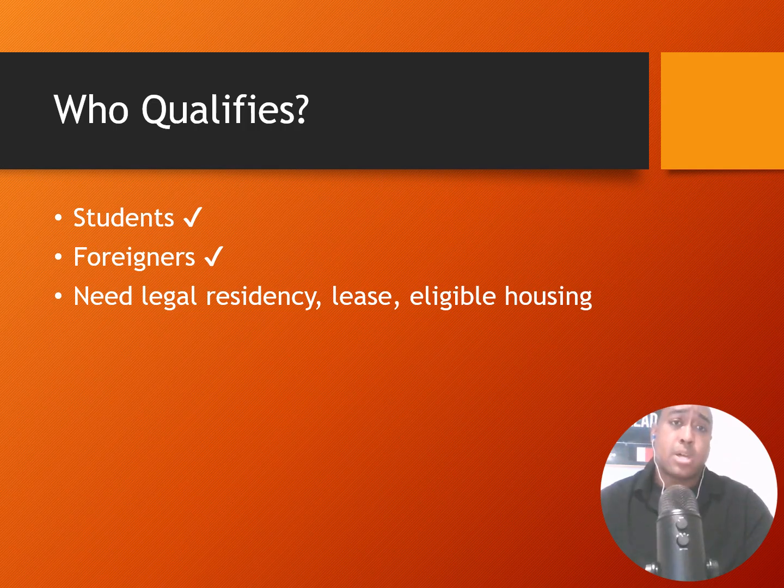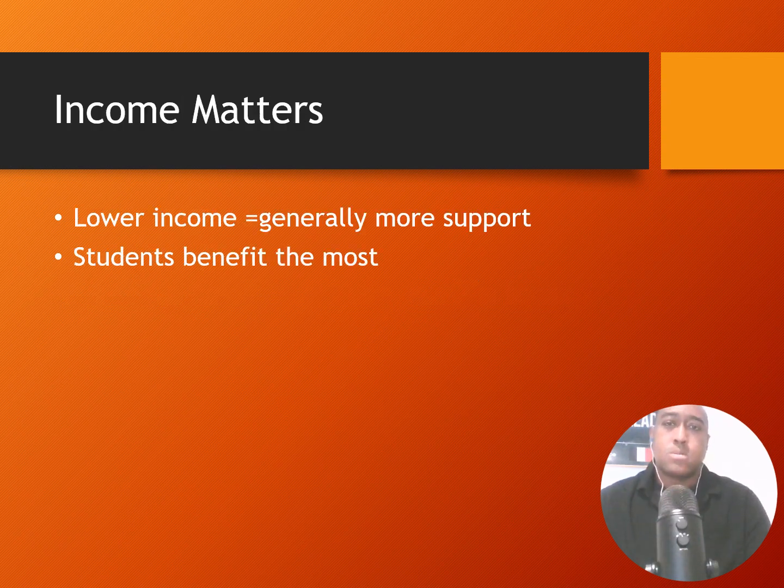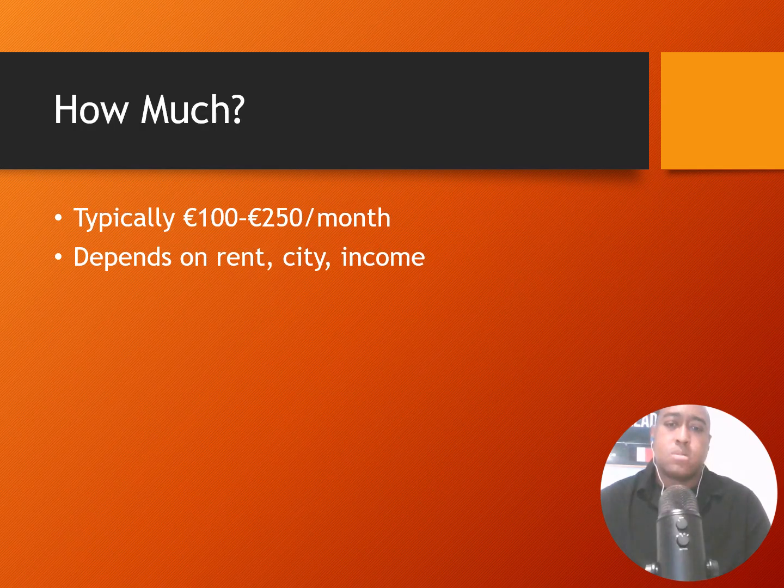Students can qualify, and foreigners can qualify. You just need legal residency, a valid lease, and eligible housing. The lower your income, the more help that you can get. That's why students usually benefit the most. Most single people get somewhere between 100 and 250 euros per month, but it depends on your rent, your city, family situation, and your income.